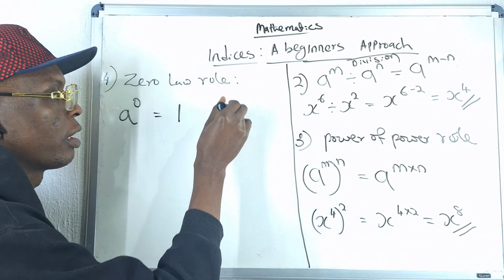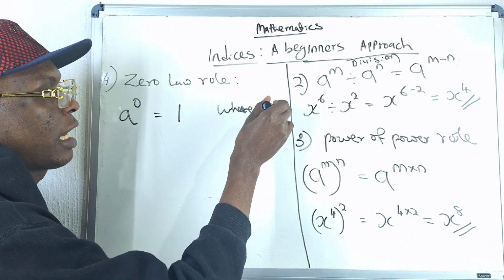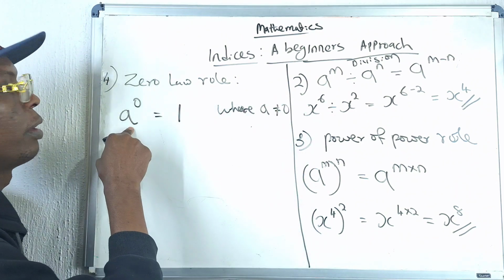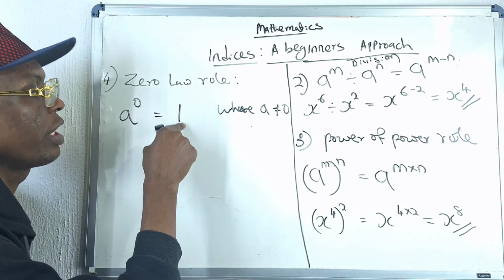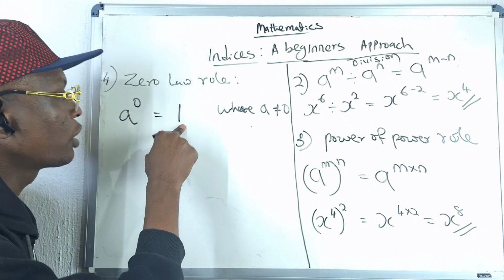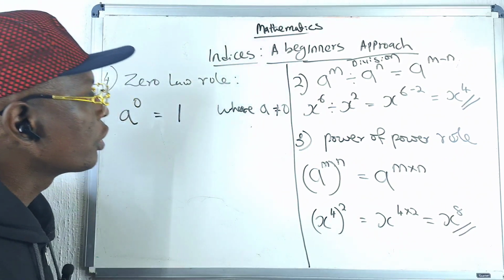Where a can never be 0. Anything that is other than 0 that is raised to the power of 0 is 1. But if it is 0 raised to the power of 0, it is indefinite. So this is the rule.